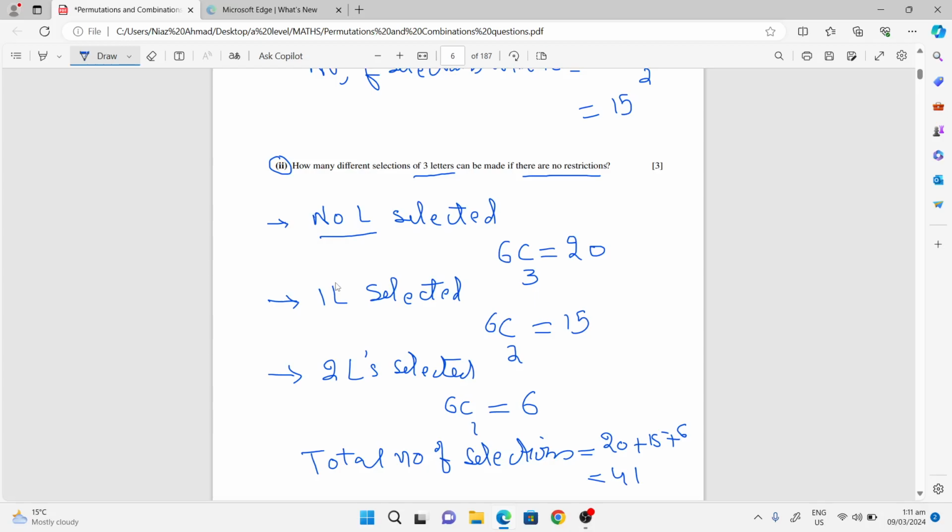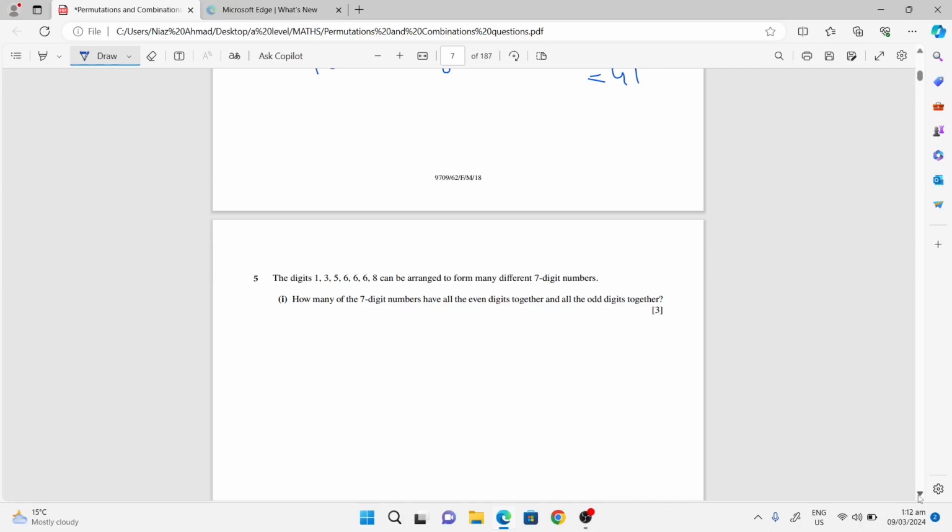How many different selections of 3 letters can be made if there are no restrictions? When there are no restrictions, you have your own choices to make a word of 3 letters. In the first, no L is selected, so it means you can select 3 other letters out of 6. So the answer will be 20. If you select 1 L, then you can select 2 letters out of the 6. It will give you 15. But if you select 2 L's, then you can select 1 letter out of the 6. The selection will be 6. So the final answer is 41 ways or 41 selections.